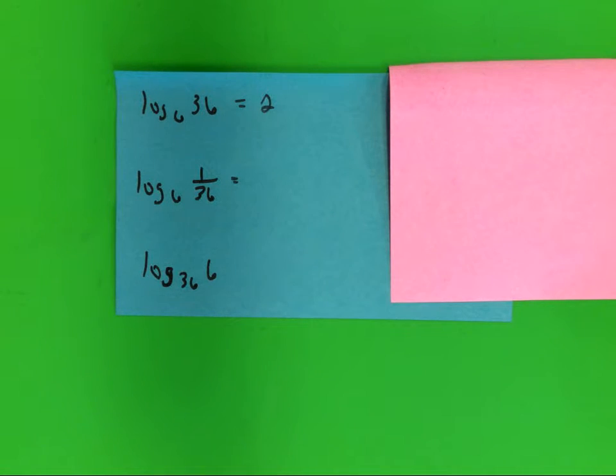We know the relationship between 6 and 36 is 6 squared is 36. We know that. But we have a fraction there. So my question would be, is it going to be a negative exponent or a fraction exponent? Negative. So what would you put there? Negative 2.